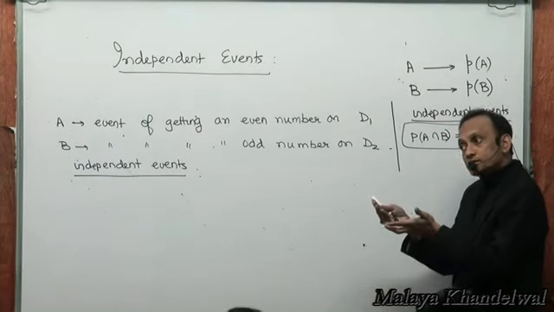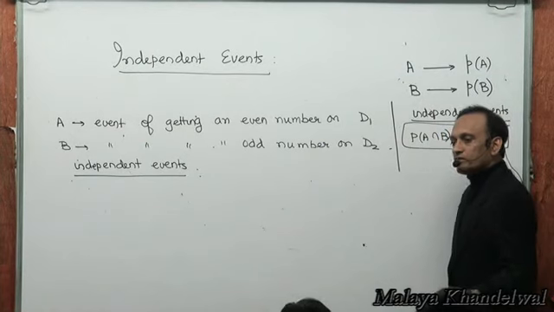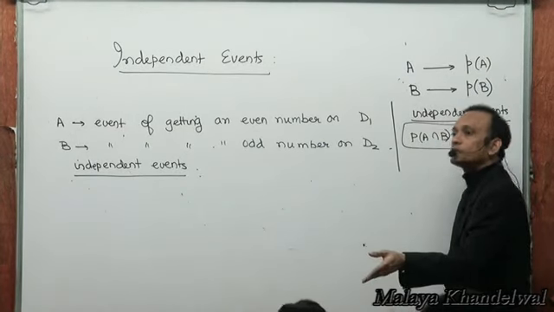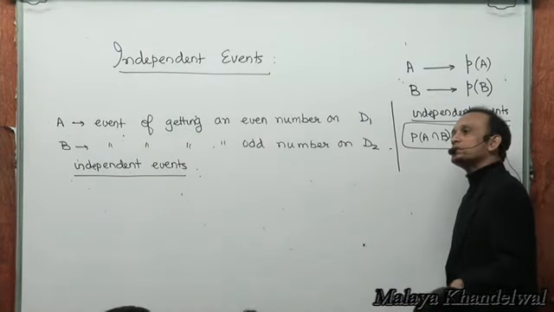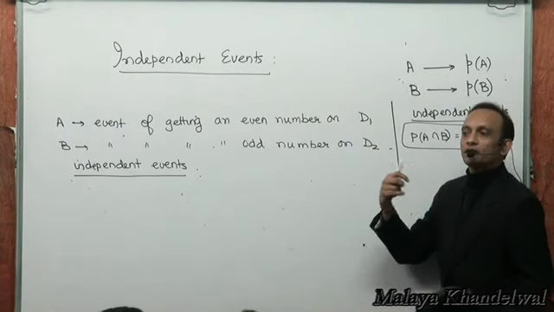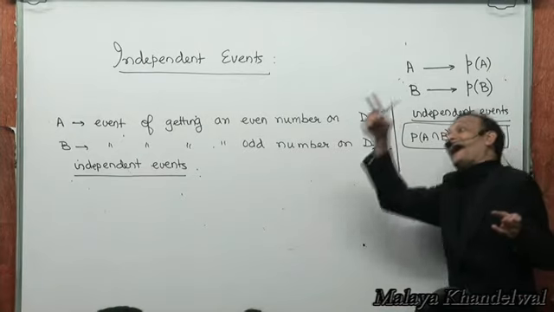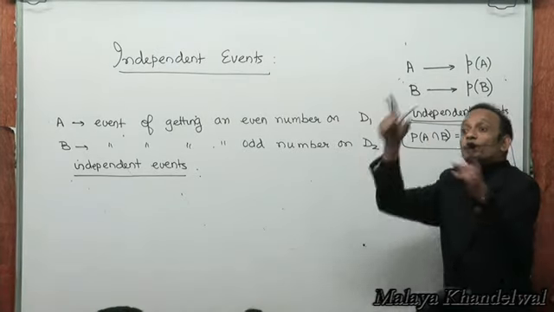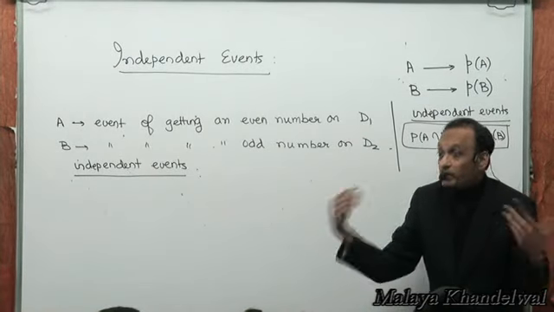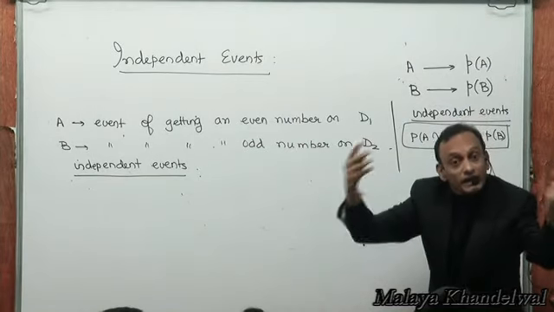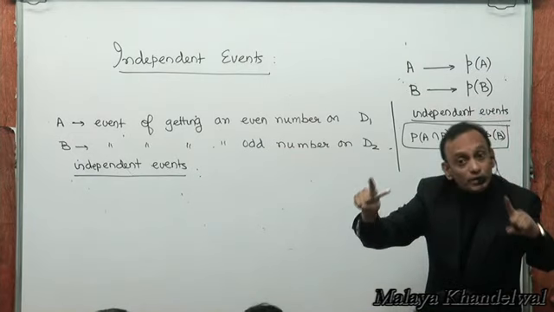And if I'm rolling 2 dice, let's say the probability of getting 2 in the first die would be 1 by 6. Probability of getting 3 in the second die would be 1 by 6. Probability of getting 2 in the first die and 3 in the second die would be 1 by 6 into 1 by 6, very clearly, right? Because they are independent events. Their simultaneous occurrence would have a probability.